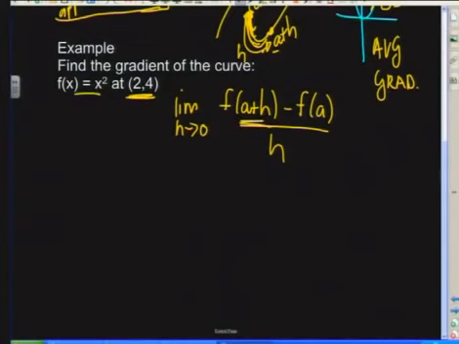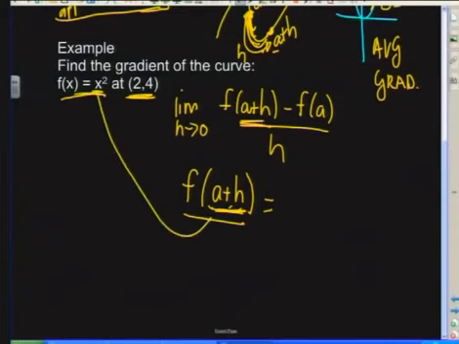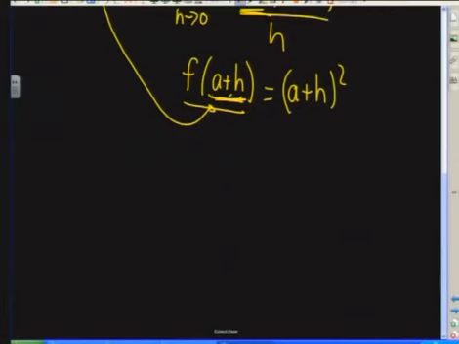f of a plus h, that means find the function value at a plus h. So what I simply do to find f of a plus h is I substitute the a plus h in place of x in my function. Now look what I'm doing, the function f of x is equal to x squared. So wherever I see an x, I'm going to put in a plus h. So this is going to become a plus h all squared. All right, I'll simplify that, or I'll FOIL it out, and I'll get a squared plus 2ah plus h squared. Okay, so that's f of a plus h.